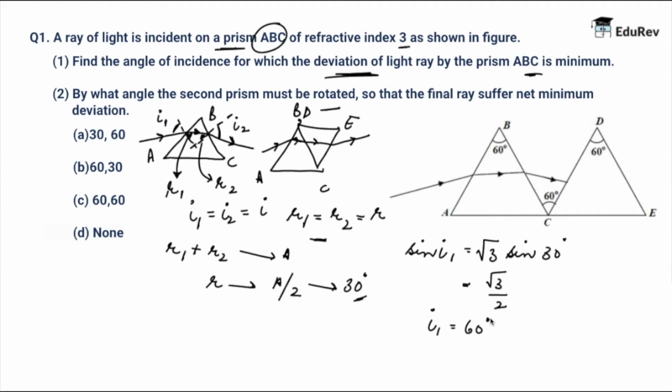So when the prism is rotated anti-clockwise by 60 degrees, the combined prism will become a slab, as I have drawn in this case, that is in figure 2. And in this case, the net deviation by the prism will be 0, as the deviations by the two prisms will be equal and opposite. So the correct answer is option number C, that is 60 degrees and 60 degrees.